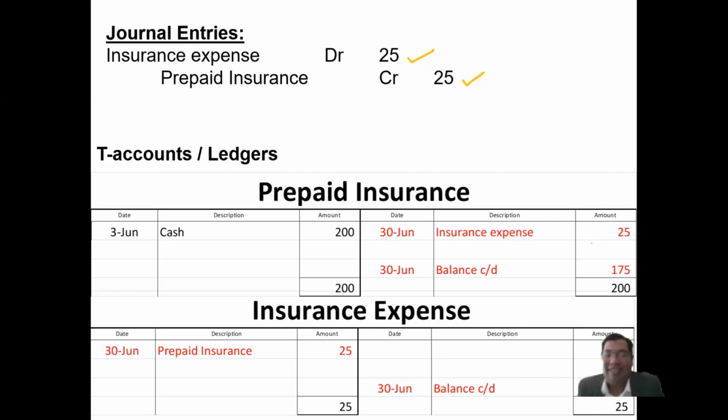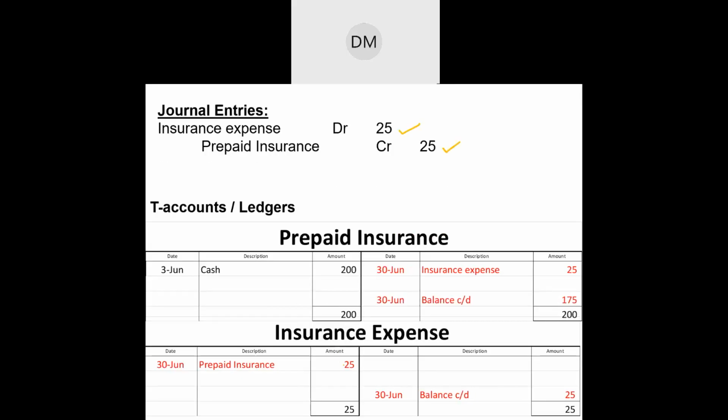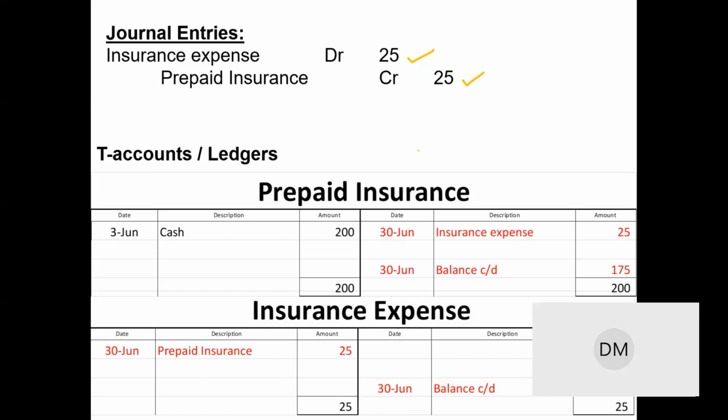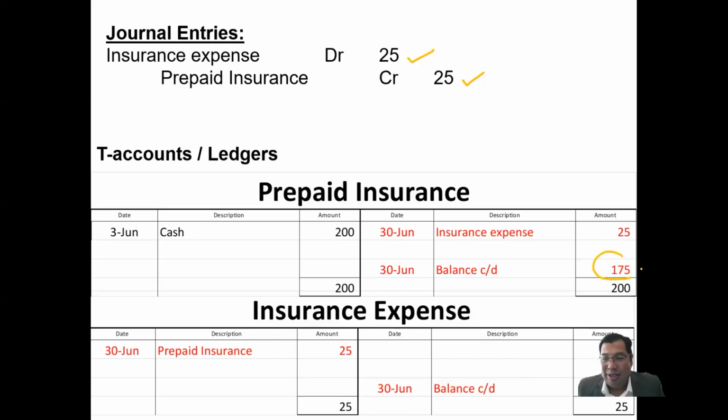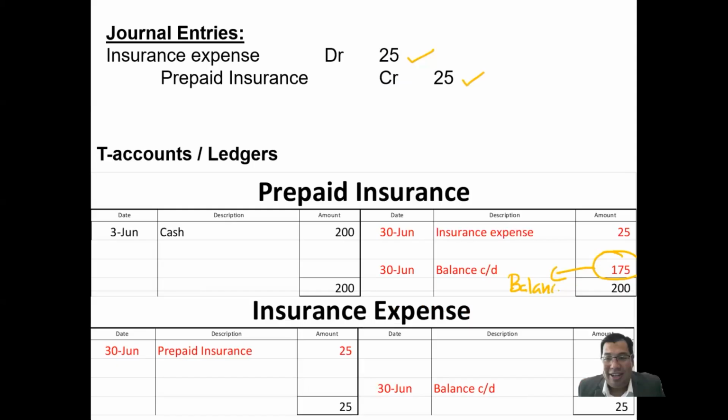Insurance expense will come in the statement of profit and loss, right? Only 25 or 200? 25. And 200 will go in the balance sheet. No, not 200, 175. Yes, 175. Sorry. This one will go to our balance sheet, and this 25 here will go to our income statement.